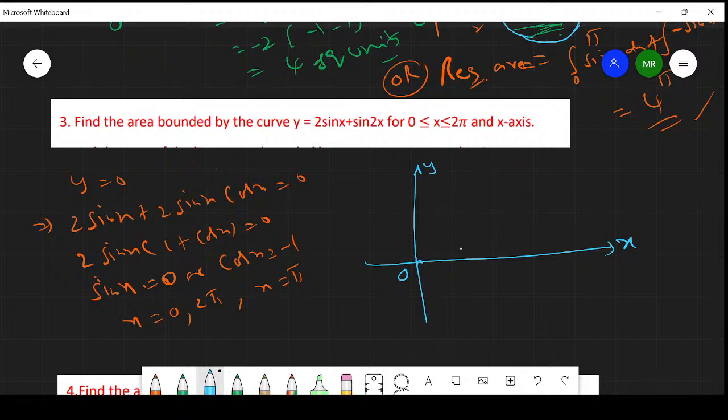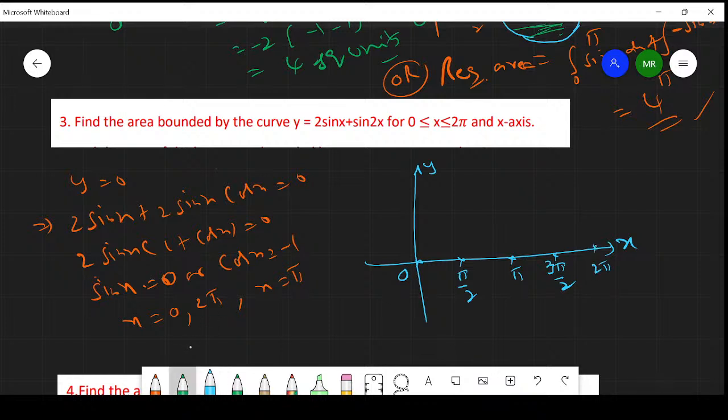Between, I can write pi by 2. Pi, it intersects at pi, and it intersects at 3 pi by 2, and 2 pi.